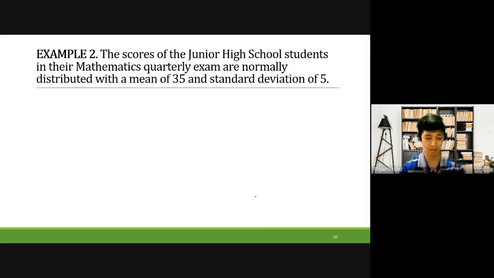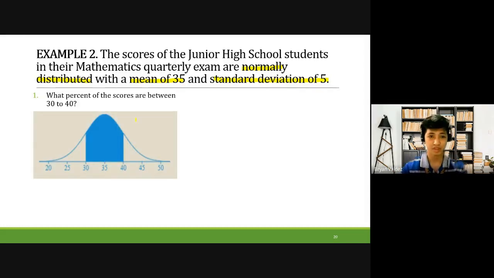Let's proceed to example number 2. The scores of the junior high school students in their mathematics quarterly exam are normally distributed with a mean of 35 and standard deviation of 5. So given na yung ating mean and standard deviation, that is 35 and our standard deviation is 5. And according to the problem, they are normally distributed na. So what percent of the scores are between 30 to 40?